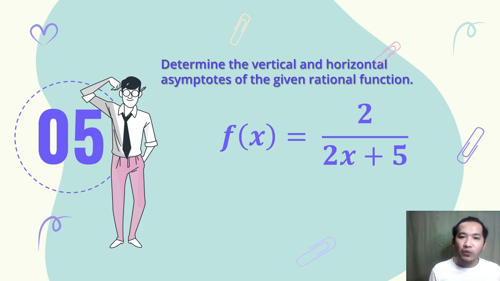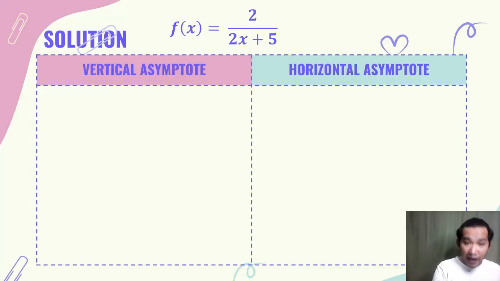Okay, let's try this one. Determine the vertical asymptote and the horizontal asymptote of the given rational function f of x is equal to 2 over 2x plus 5. Let's solve first our vertical asymptote. To find the vertical asymptote, we will equate the denominator of the rational function to 0. That is, 2x plus 5 is equal to 0.